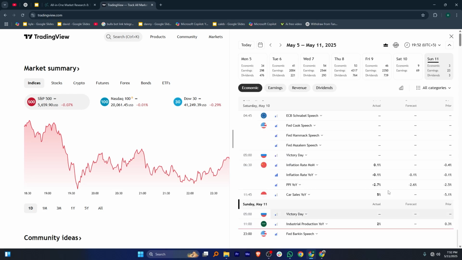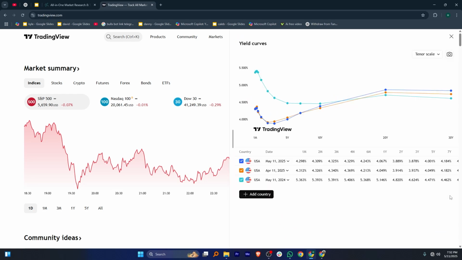Overall, TradingView is best for manual trading and community, while TrendSpider is best for automation and backtesting.